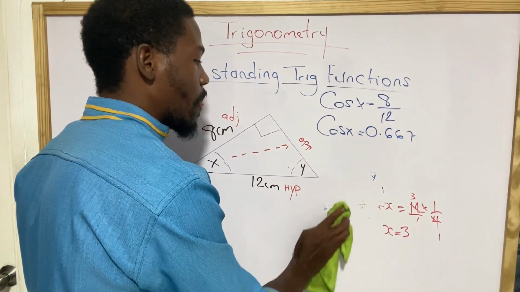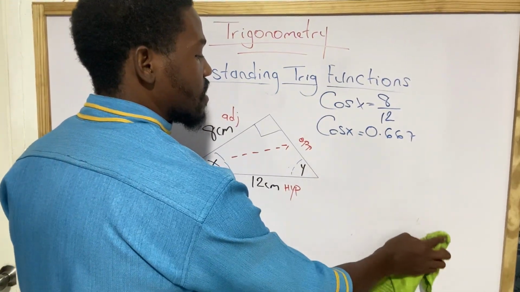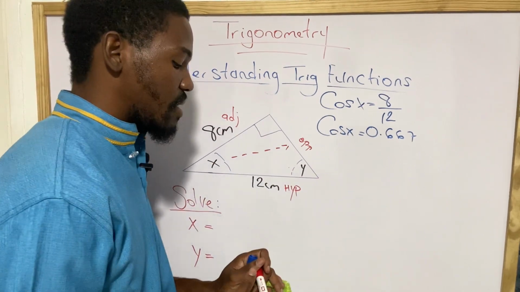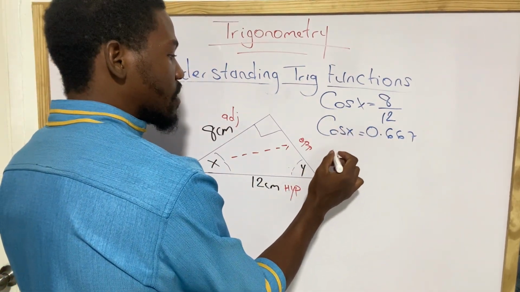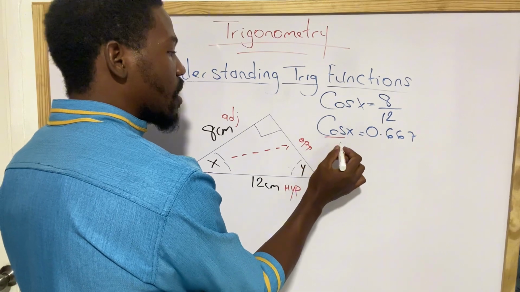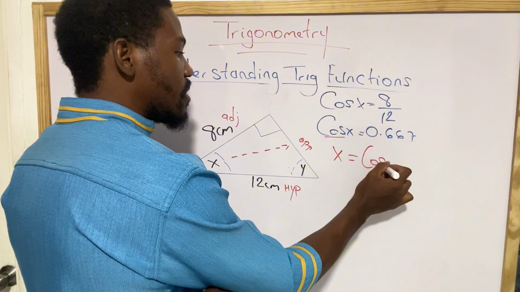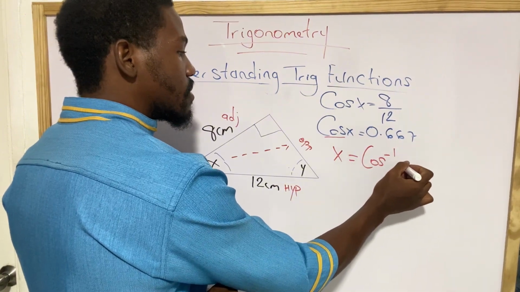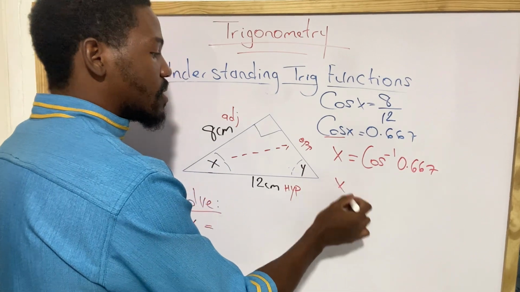So having that same concept in mind about the inverse of 4, we would apply it here. We won't put it as 0.667 over cos. That is not the way we write it. What we do is simply remove the cos and say that x equals the cos inverse of 0.667. And what does that equal?